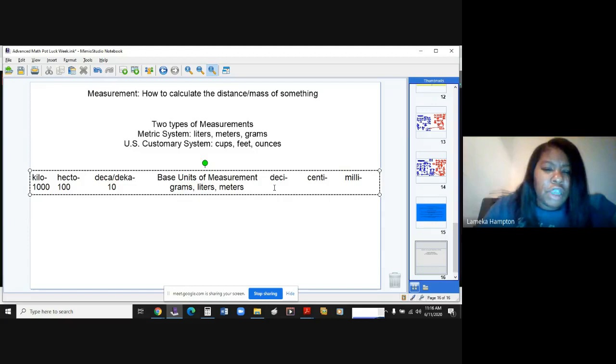Now you're going to see a pattern. Once you see the pattern, then you can stay with me. Grams, liters, and meters are all equal to simply 1. So you have 1 meter, 1 liter, 1 gram. I'm going to put that in parentheses.